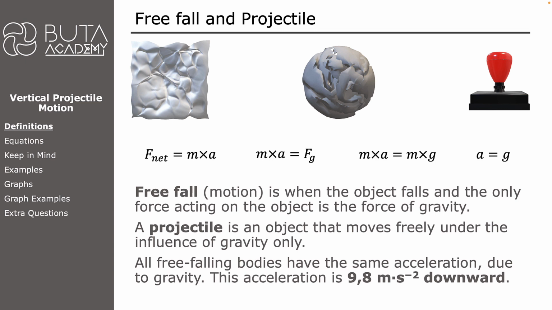The magnitude of the acceleration during free fall is 9.8 meters per second squared, and its direction is always downwards, towards the center of the planet. This last statement will be very important in the next lessons, so let's repeat it again. The magnitude of the acceleration during free fall is 9.8 meters per second squared, and its direction is always downwards, towards the center of the planet.